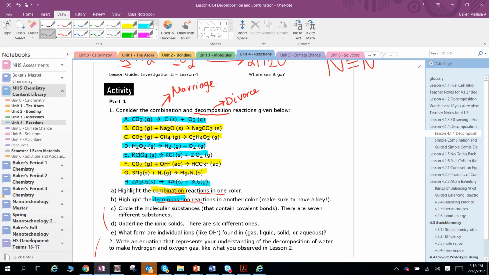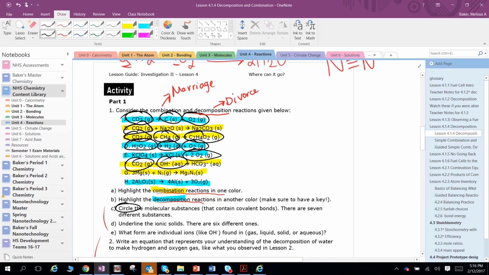Then it says, go ahead and circle the molecular substances that contain covalent bonds. So we're looking for things that have all nonmetals. So all of these that I'm circling have no metals. So most of these are covalent bonds. Potassium's a metal, so we can't circle that. Covalent, covalent, covalent, covalent. Technically, a couple of these are ions, but I'm not sure if I'm supposed to circle those.